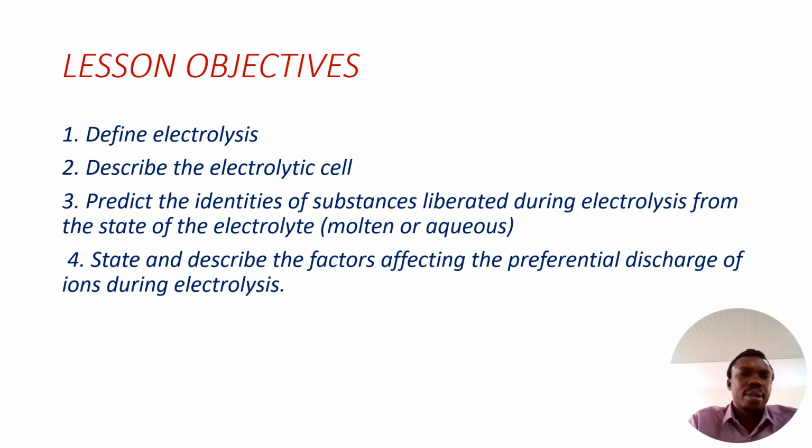Today we'll be looking at electrolysis. Our lesson objectives for today's lecture are: first, to look at the definition of electrolysis; second, to describe the electrolytic cell; third, to predict the identity of substances liberated during electrolysis from the state of the electrolyte, whether in molten state or in aqueous solution; and then to state and describe the factors affecting the preferential discharge of ions during electrolysis. So please pay attention and get the best from today's lecture.